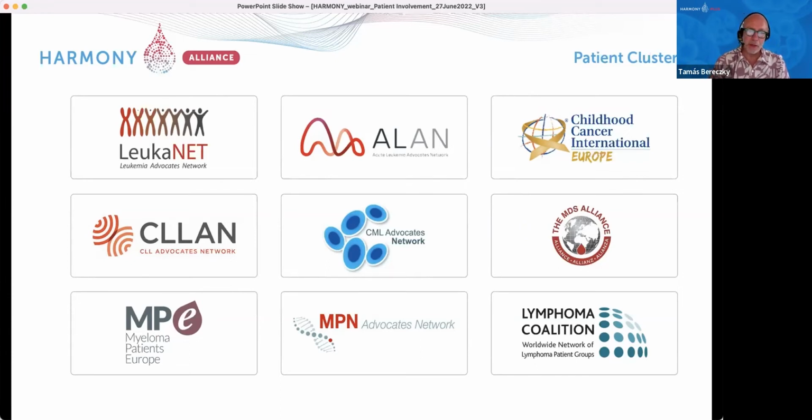You can see the logos of these organizations. Each of them covers one or even several of the hematologic malignancies that are covered by the Harmony Alliance.